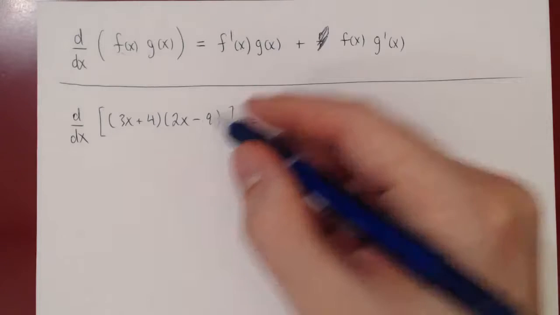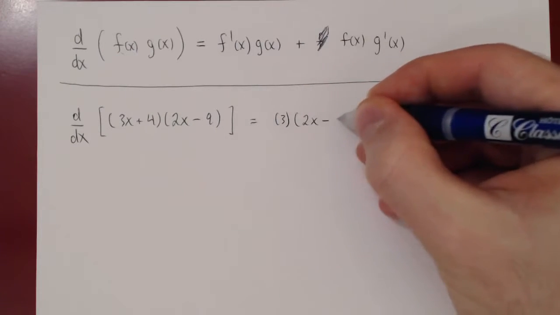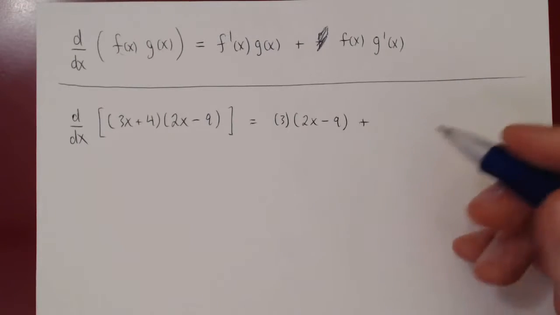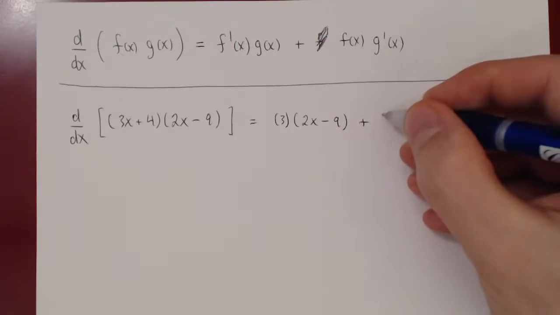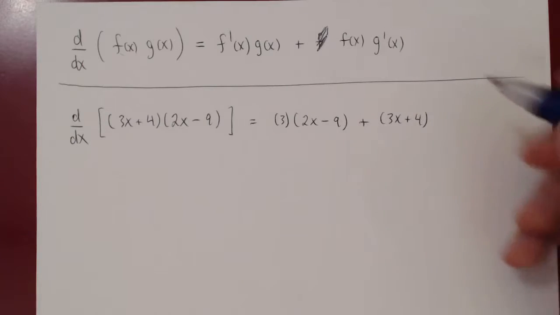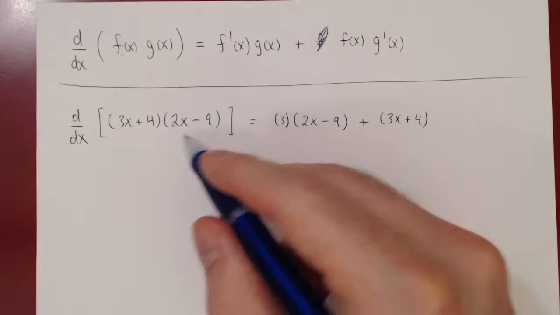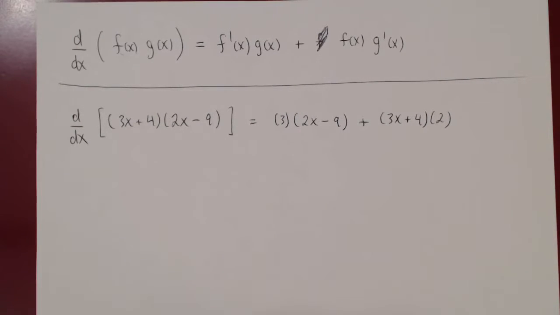Times the second function, g of x, so that's 3 times 2x minus 9, plus, and now we flip the role of the derivative, so plus the first function, 3x plus 4, times now the derivative of the second function. The derivative of 2x minus 9 is just 2. And now we have the derivative.